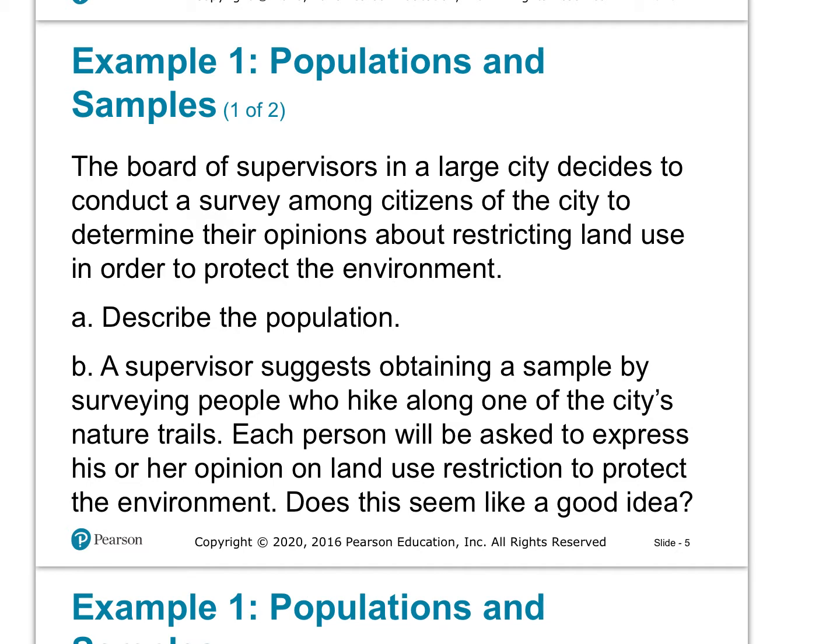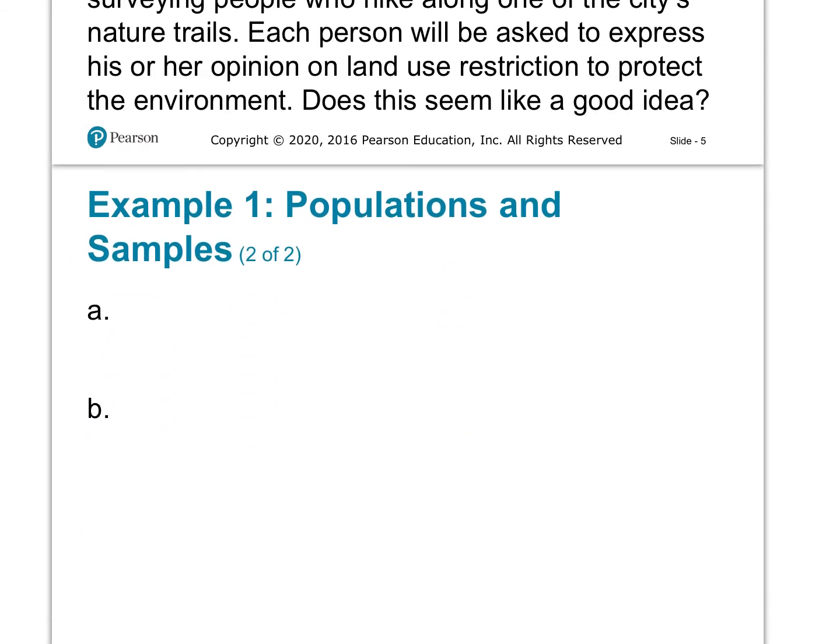All right, example 1. The Board of Supervisors in a large city decides to conduct a survey among citizens of the city to determine their opinions about restricting land use in order to protect the environment. So you're going to describe the population. And then B, a supervisor suggests obtaining a sample by surveying people who hike along one of the city's nature trails. Each person will be asked to express his or her opinion on land use restriction to protect the environment. Does this seem like a good idea?